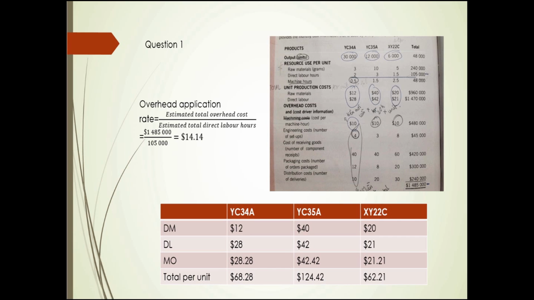Then we use the rate to multiply the direct labor hours of each product, and we add the costs of raw material, direct labor and manufacturing overhead of each product. Finally, we can get the costs of each product.